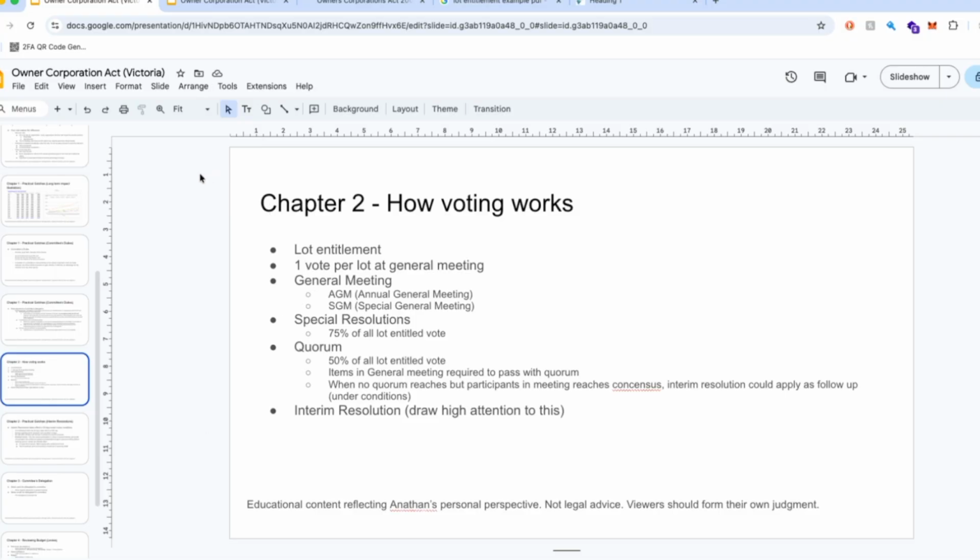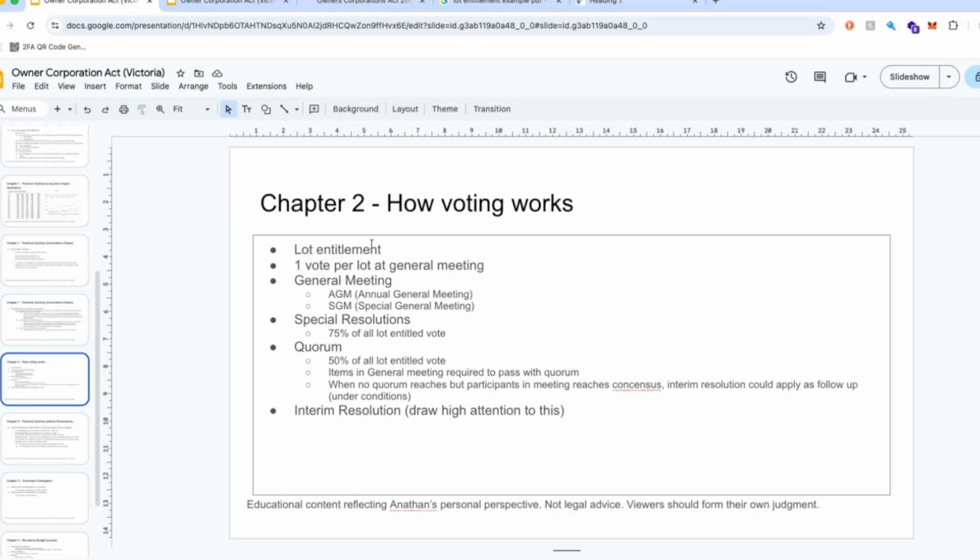Cool. Right. Let's get right into it. So in this Chapter 2, I'm going to talk about voting and how voting works. We're going to talk about a couple of scenarios in voting. The first scenario is about lot entitlement.